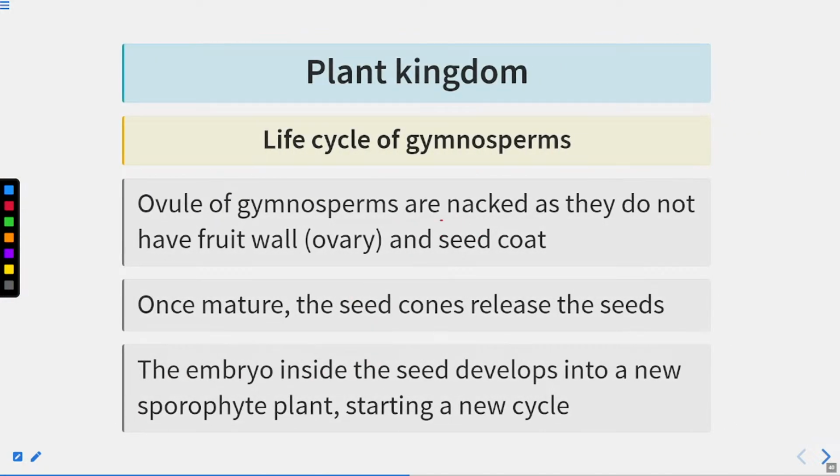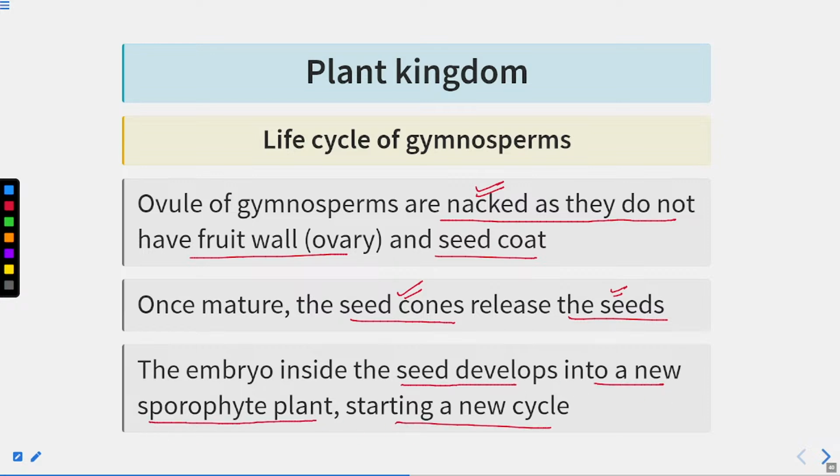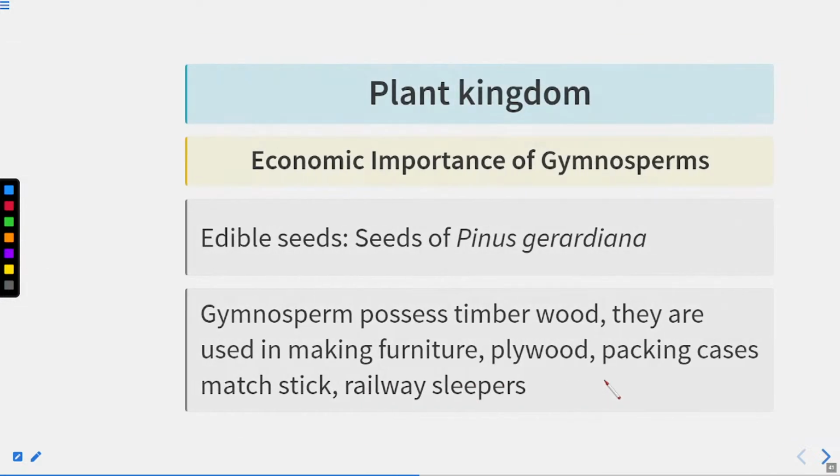The ovules of gymnosperms are naked, as they do not have a fruit wall and seed coat. So this is the peculiarity of gymnosperms, that they do not have a fruit wall, right? And the seeds are naked. Once mature, the seed cones release the seeds. The embryo inside the seeds develops into a new sporophytic plant and starts a new cycle.